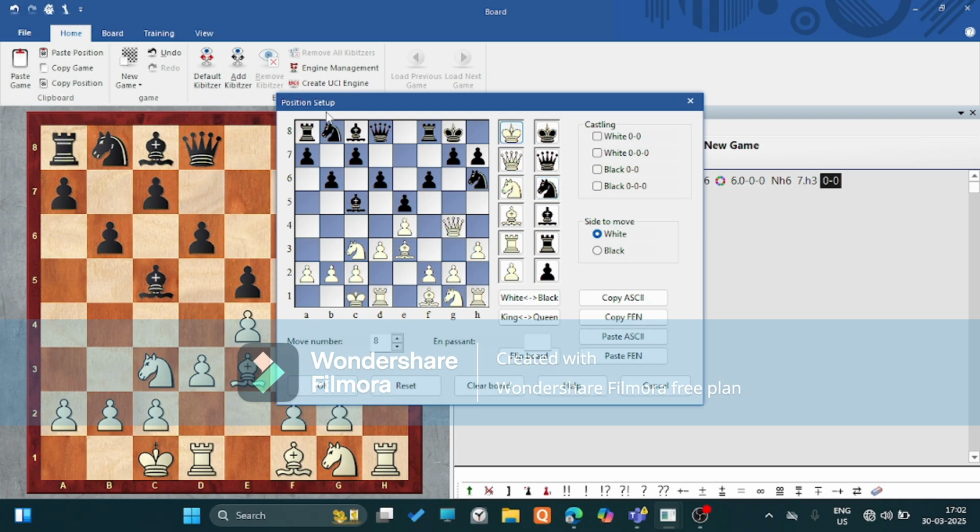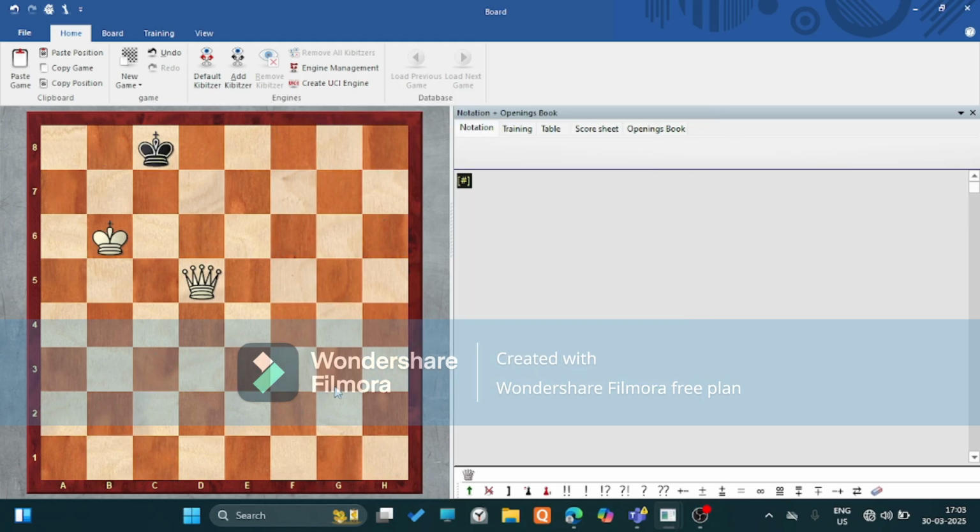Okay, and it's white to move. Okay, position setup. Now suppose the white queen moves over here and the king moves over here, and suppose by mistake the person moves the queen over here. Later black king moves over here, and white places the queen on c7, that is over here. Now in this position it's black to move.